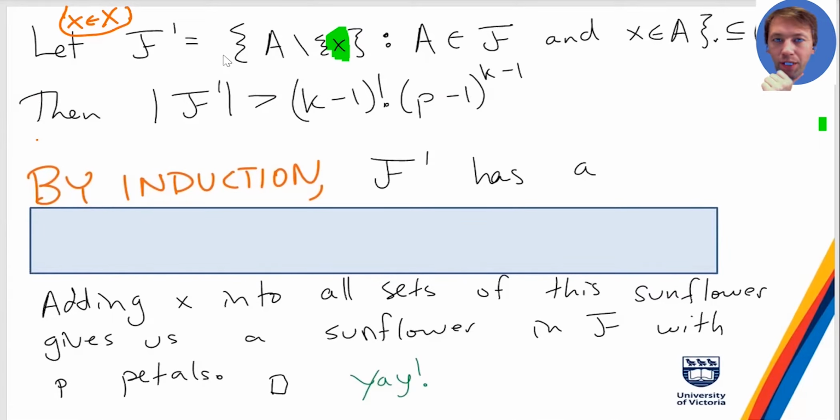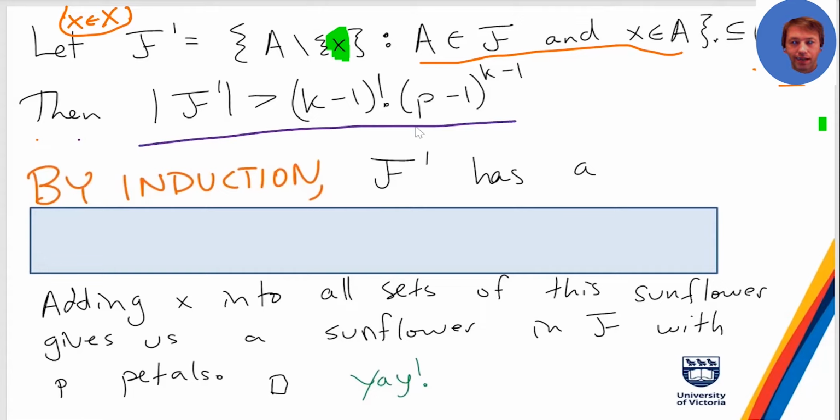So now I define F prime to be: I look at all the things in F that have the element x, and I delete x from it. This is going to give me a bunch of sets of size k minus 1, right? Because I've taken a set that had x and deleted x. So it's a subset of this universe. And by what we proved in the previous slide, this has at least this many sets. That was just the pigeonhole and then the algebra, and then we got this bound.